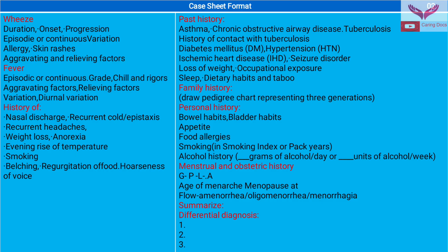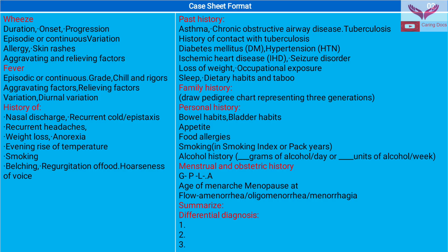In the past history, we have to ask about asthma, COPD, history of contact with tuberculosis patient, diabetes, hypertension, ischemic heart disease, seizure disorder, loss of weight, any occupational exposure, sleep, dietary habits, taboos, and family history. We have to draw the pedigree of at least three generations.